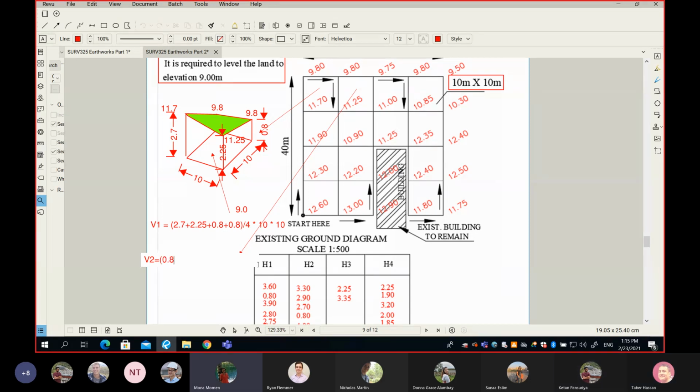0.8 plus 0.75 plus 2.25 plus 2, divided by 4. Not multiply, divide. You have to divide by 4, that's an average, and we're not done yet. Because what you have so far is only the average depth of cut. Then don't forget that we have to multiply times 10 times 10 to get a volume, okay? Are you following, guys, so far?